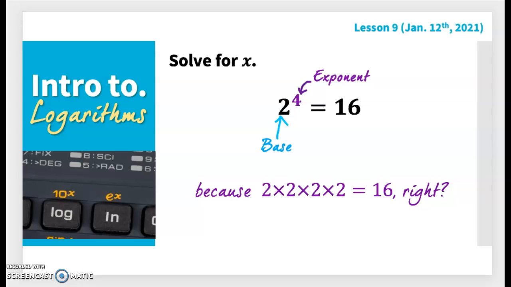Just to build on some background knowledge and refresh your memory before we move on, the base is 2. When you're dealing with a power here, the big number is the base, B for big. So the big number is the base, the little number up top is the exponent, and all together it's a power.